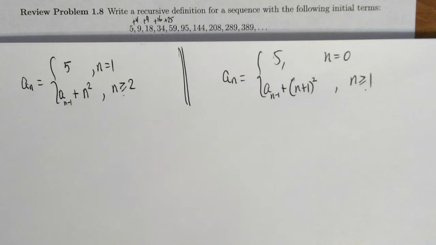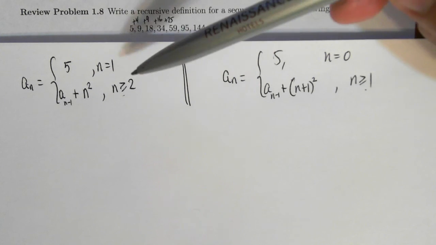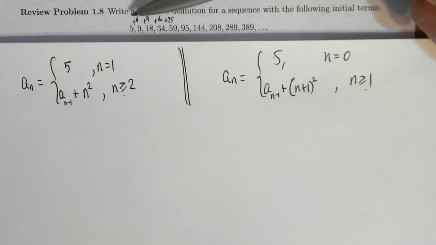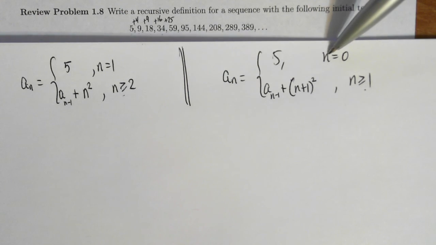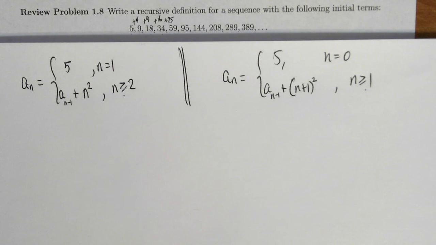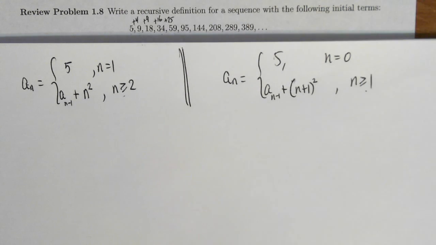So both of these sequences produce the list on the top. The difference is that for this list, n equals 1 is the first term, and for this sequence, the initial term is n equals 0. Either sequence works. Certainly the one on the left is the most obvious. But both of these recursively defined sequences produce these initial terms.